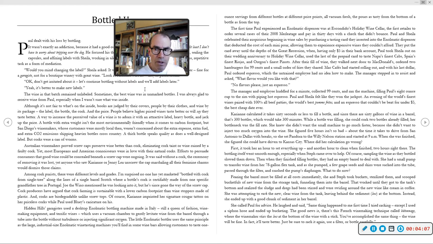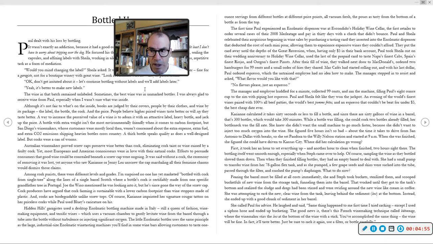The first time Paul experienced an enomatic dispenser was at Escondido's Holiday Wine Cellar, the first retailer to order several cases of their 2008 Merlotage and pay in 30 days with a check that didn't bounce. Paul and Sheila celebrated their auspicious beginning in wine sales by purchasing a tasting card they inserted into the enomatic dispenser that deducted the cost of each mini pour, allowing them to experience expensive wines they couldn't afford. They put the card away until the depths of the Great Recession, when, having only $5 in their bank account, Paul took Sheila out on their wedding anniversary to Holiday Wine Cellar, used the last of the prepaid card to taste Napa's finest cabs, Spain's finest Riojas, and Oregon's finest Pinots.